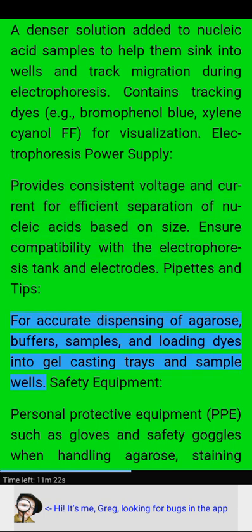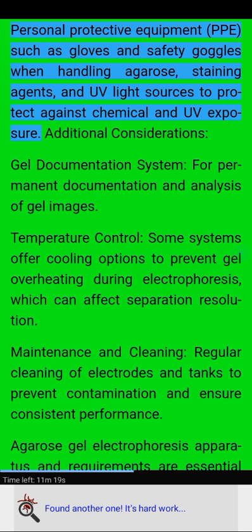Pipettes and tips: for accurate dispensing of agarose, buffers, samples, and loading dyes into gel casting trays and sample wells. Safety equipment: personal protective equipment, PPE, such as gloves and safety goggles, when handling agarose, staining agents, and UV light sources to protect against chemical and UV exposure.